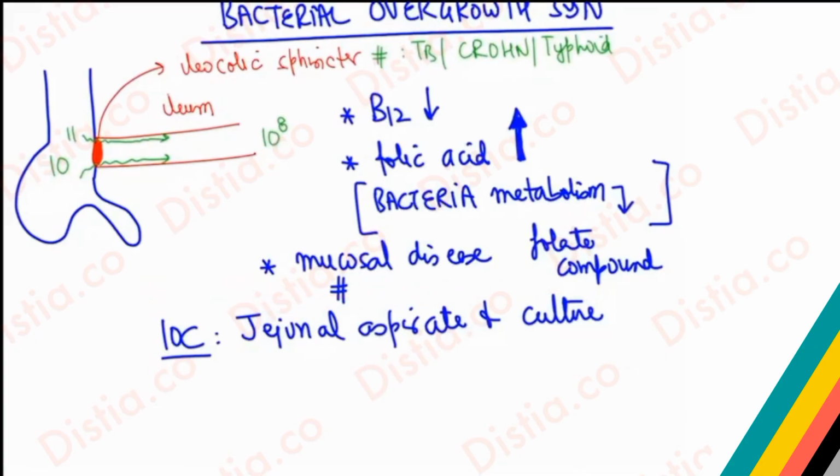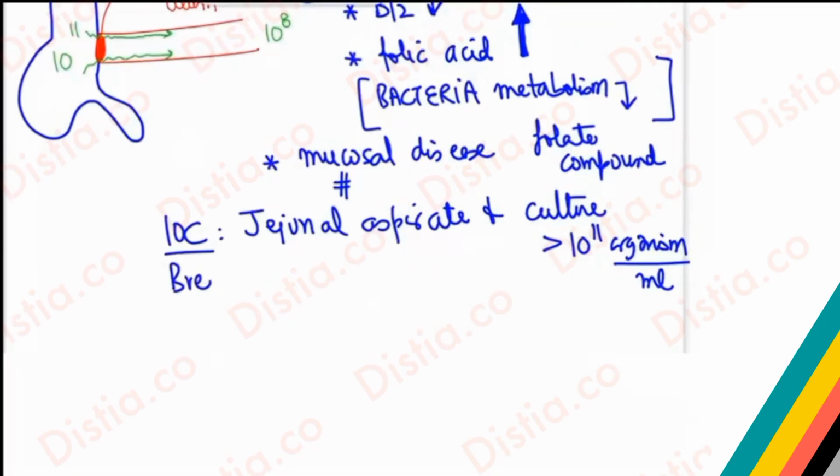Jejunal aspirate culture is the best way by which you can demonstrate it, and now the culture will be showing more than 10 raised to power 11 organisms per ml of the jejunal aspirate that has been taken out. Traditionally, this count should be present in the large bowel. So the point is, large bowel counts in the small bowel is what is called bacterial overgrowth syndrome.